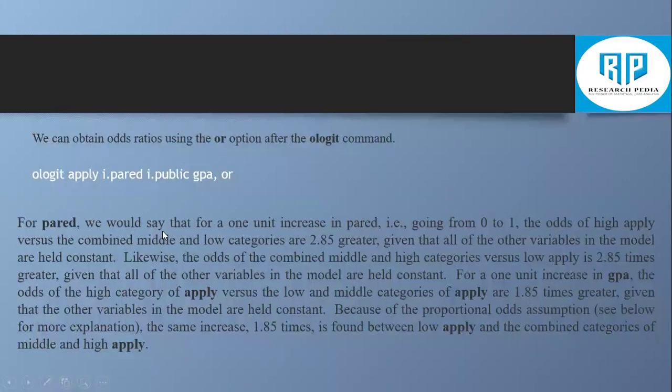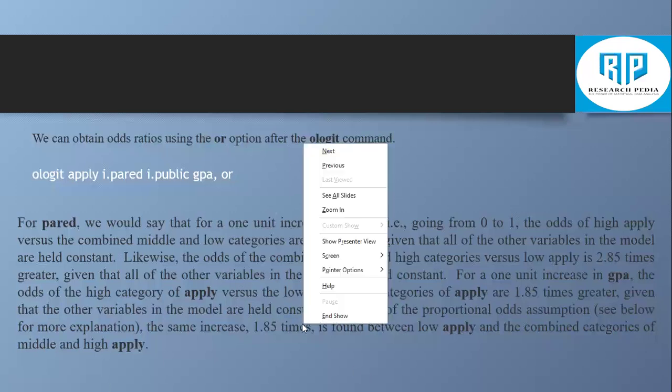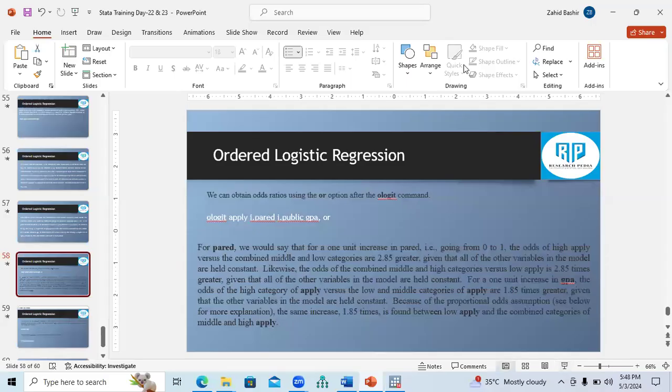For parent education, we would say that for a 1 unit increase in parent education, going from 0 to 1, the odds of high apply versus the combined middle and low categories are 2.85 times greater, given that all of the other variables in the model are held constant. So this is basically the odds of applying in the higher category of that institution when parent education goes from 0 to 1. Let me show you.